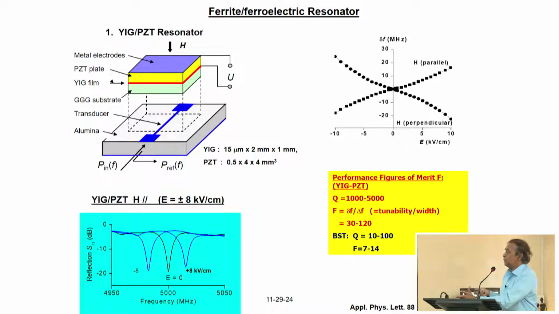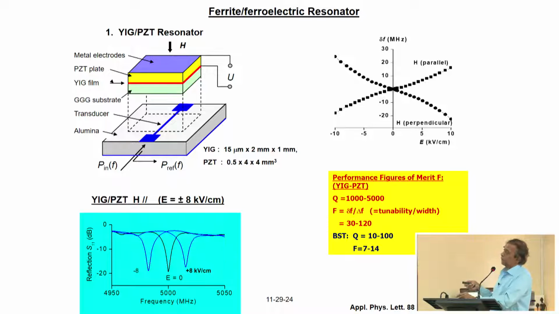And all the devices have a figure of merit. In this particular case, there are several factors. One is the quality factor for the resonance, that is the Q factor. For the case of EFG, it is anywhere from 1000 to 5000. And the number that would define the performance of the resonator is the ratio of the tunability divided by the line width for the EFG, that ranges from 30 to 120.